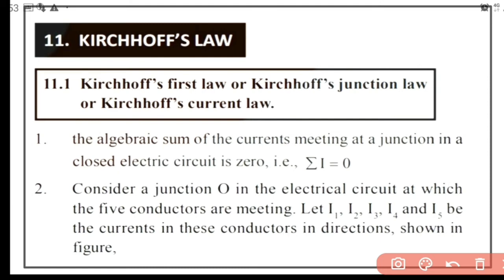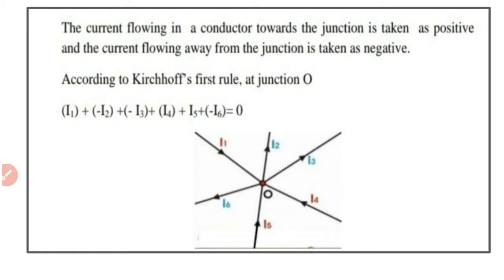We will consider a junction of an electrical circuit at which we have 5 conductors meeting at O. Now we assume that the currents through the 5 conductors are I1, I2, I3, I4 and I5. So this is the diagram.